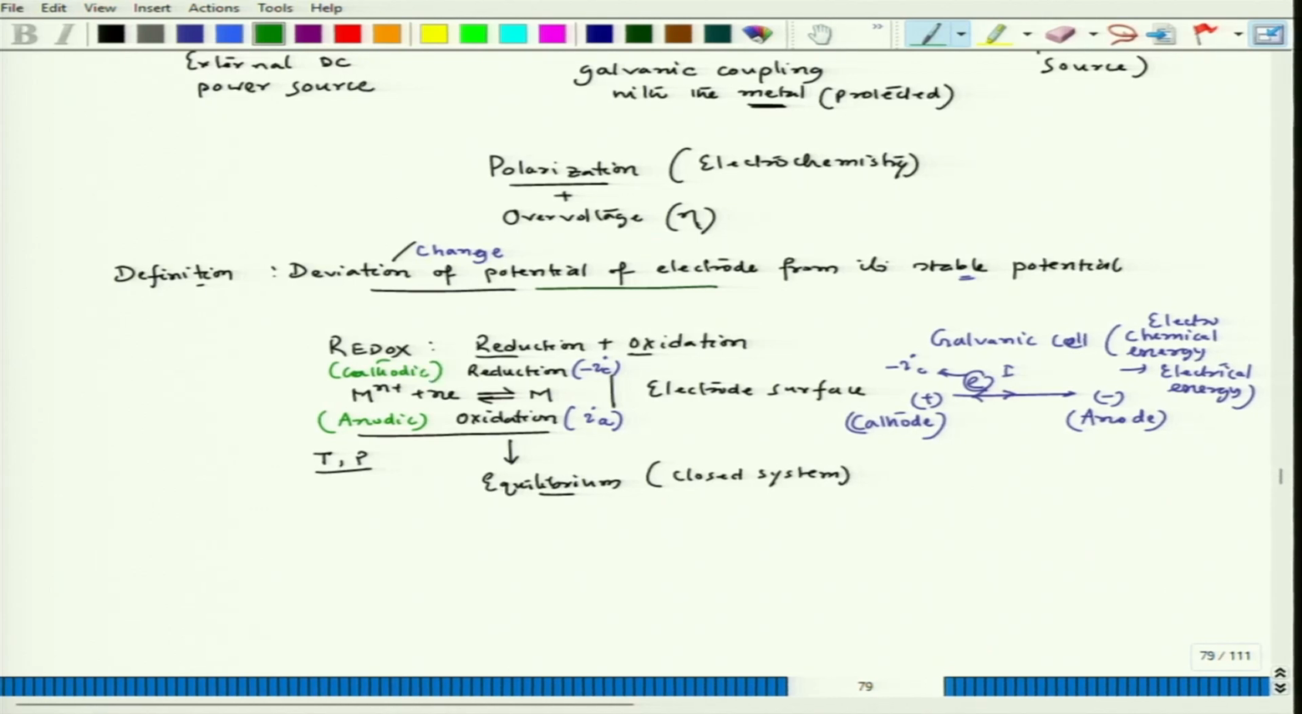Now, if we allow this system to reach equilibrium, if we fix temperature and pressure, and if it is a closed system and the species are M^n+ and M only, then at some point of time the rate of forward reaction and the rate of backward reaction will be the same. At that time we will achieve one condition, which is |IC|, taking the mod value, not the negative value, equal to IA equal to I0, I naught rather. So, this I0 is called exchange current density.